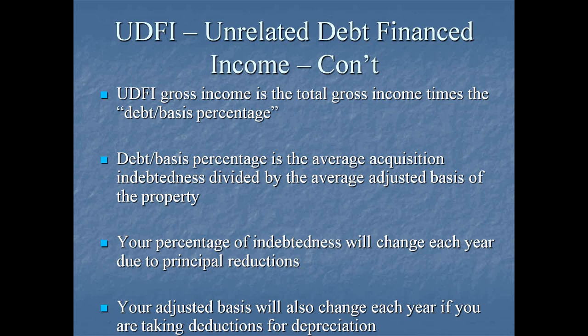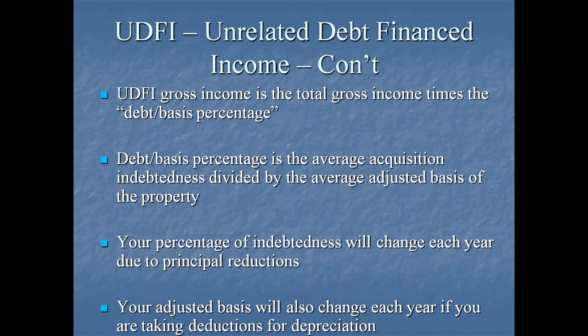So your debt basis percentage is what's called your average acquisition indebtedness divided by your average adjusted basis. And I'm going to show you what those numbers are. I have these on spreadsheets for you. These two numbers will change every single year because they're moving targets. Your debt will always change because you have principal payments that you're making on the debt, and your basis is going to change because you're always taking depreciation on the property.